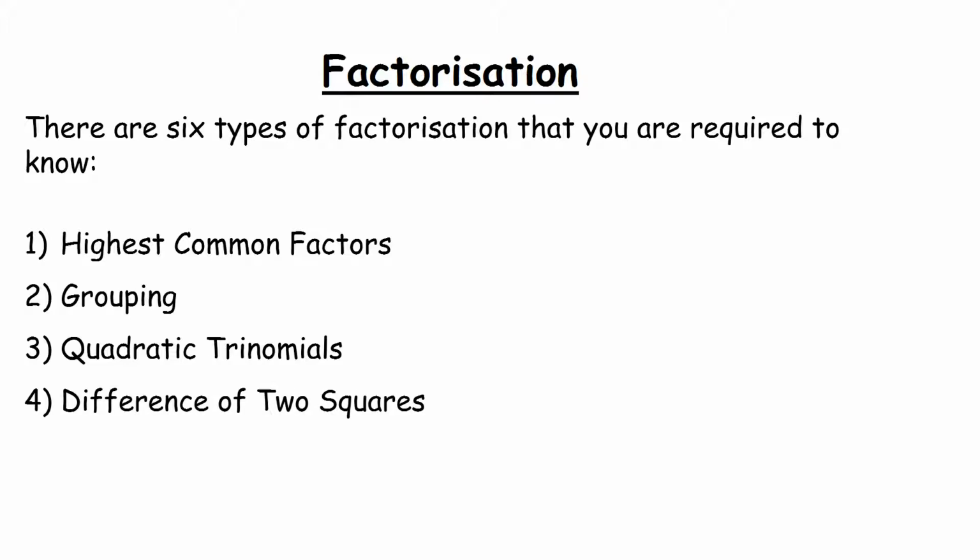Now the fourth type of factorization we need to know is the difference of 2 squares. There is a formula for this and I'll show you that in a second.